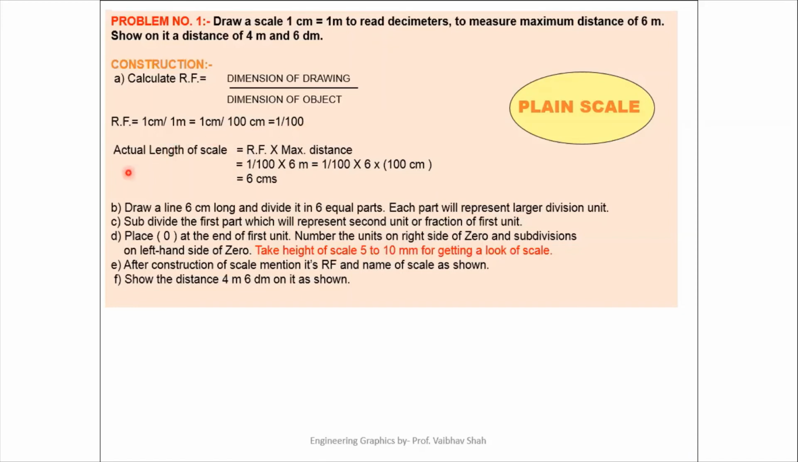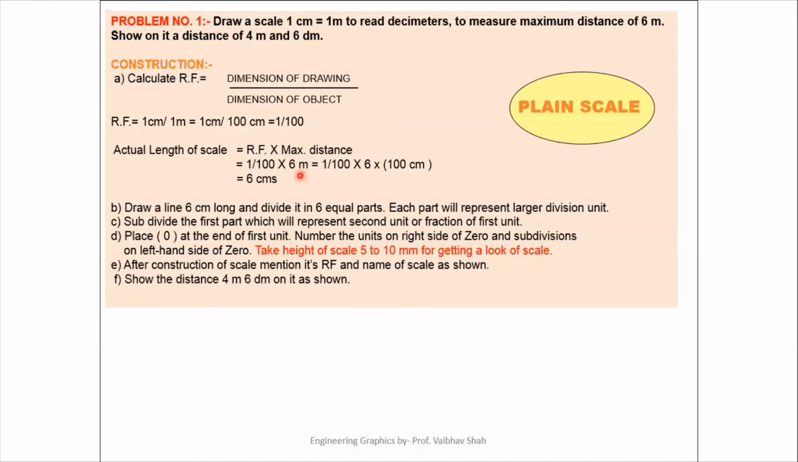After that, we'll use our second equation: actual length of scale is equal to RF into maximum distance. Here our RF is 1 by 100, and the maximum distance is 6 meters. So you have to put this 6 meter here, and multiply 1 by 100 into 6 meter. But if we multiply it directly, we'll get the answer in meters, and we don't have a meter scale to draw with in our examination. We'll use our ordinary centimeter scale, so we don't need meters here. We'll always try to convert meters into centimeters.